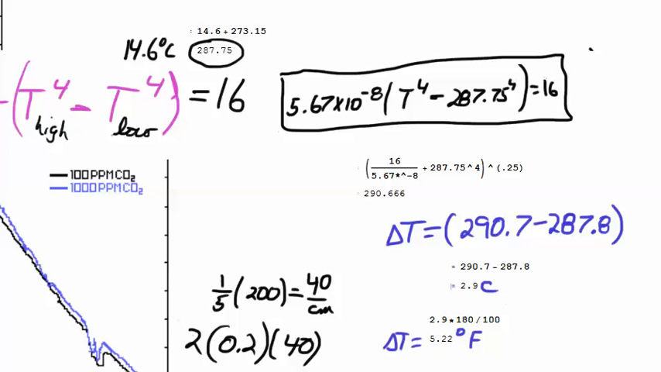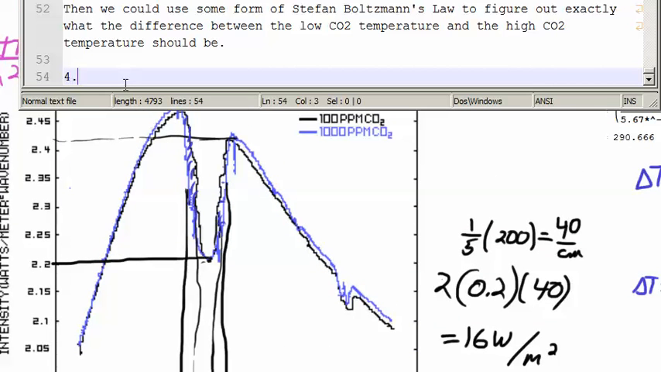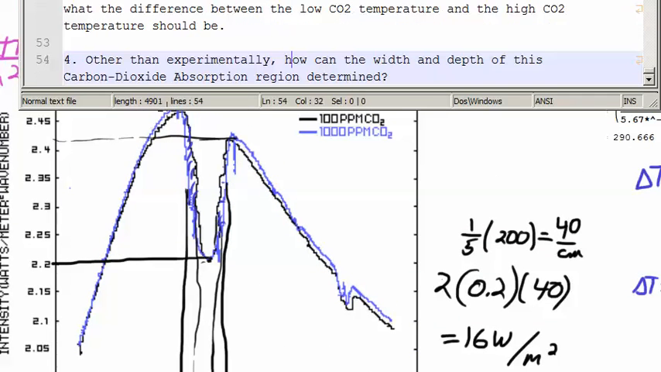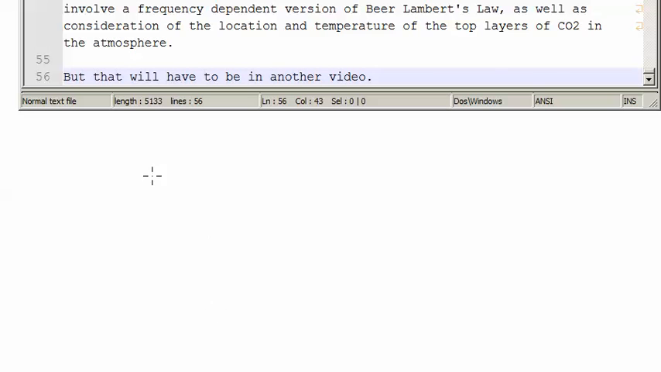So one final question to ask in a future video, the fourth question, is: other than experimentally, how can the width and depth of this carbon dioxide absorption region be determined? I think it is going to involve a frequency-dependent version of Beer-Lambert's law, as well as consideration of the location and temperature of the top layer of carbon dioxide in the atmosphere. But that will have to be in another video.